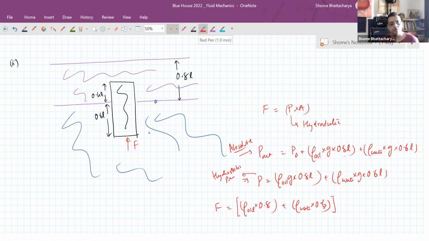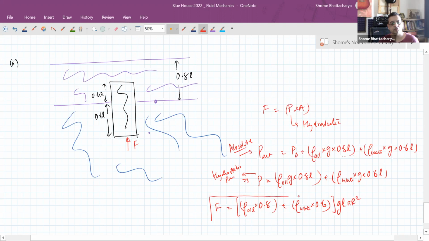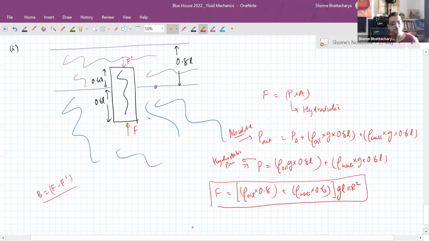So this into G into L into pi r square. This is this force. Of course, there is another force like this over here, na? F prime, let's say. So the buoyant force is F minus F prime. But we're not concerned with buoyant force right now. We are concerned with this force. Now we have to find this as a fraction of mg.